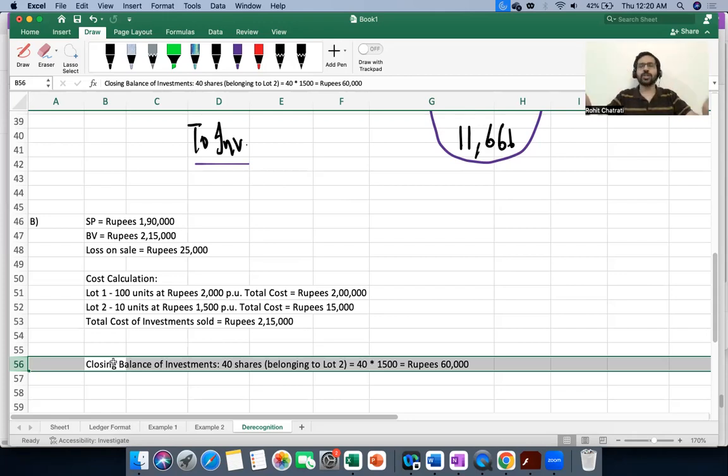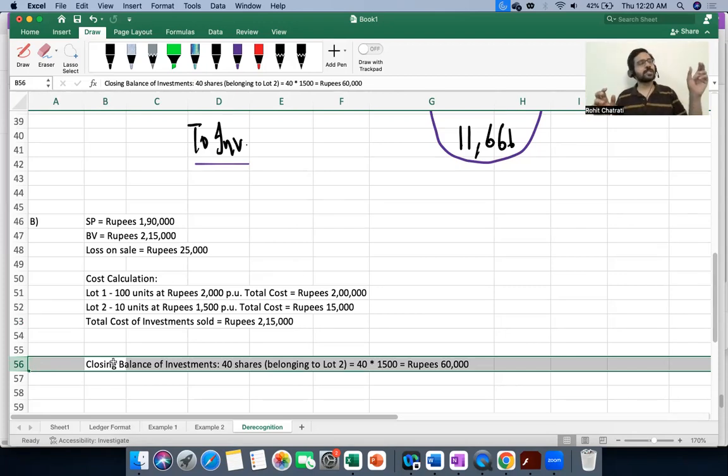I am not getting into the journal entries because they are exactly the same as weighted average, only the values are different. Instead of 11,000 loss, I have 25,000 loss. Instead of cost of investments of 201, I have 215 over here. So I'm not getting into the journal entry, but let me picturize the ledger for you, just like we did in the previous lecture.